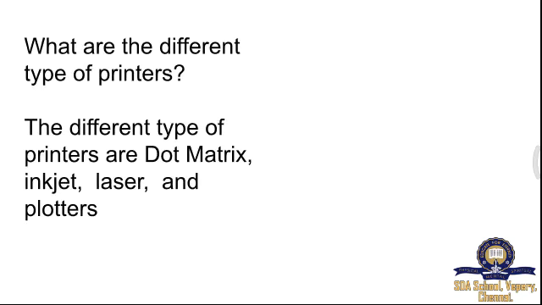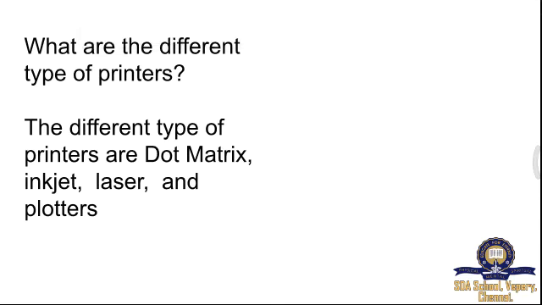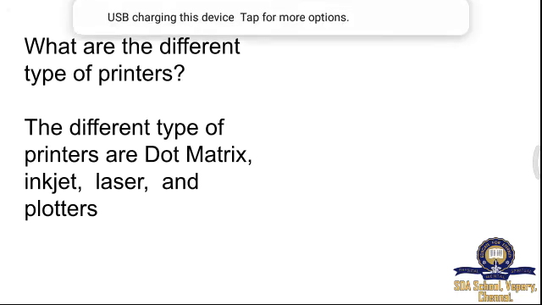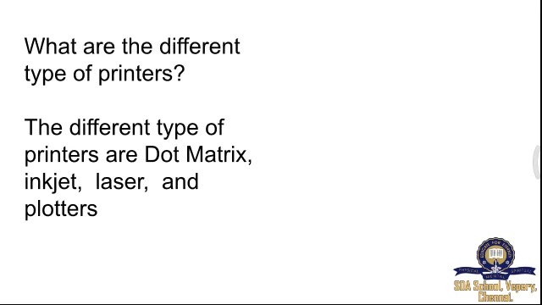What are the different types of printers? The different types of printers are dot matrix, inkjet, laser and plotters. In this, laser is a high quality printer, and plotter is used to get big size prints. If you want to take prints in big size like banners and maps, we use plotters.